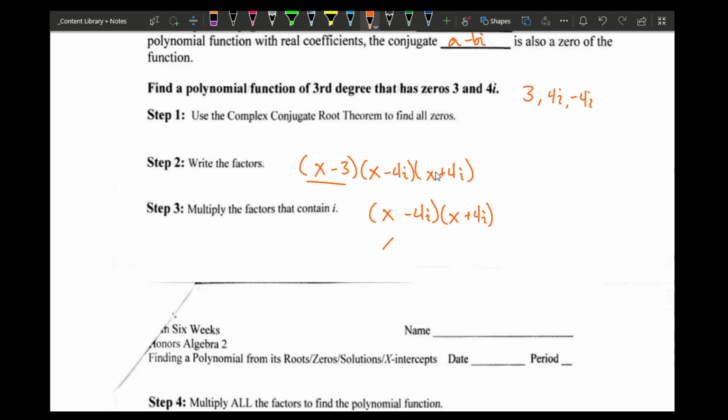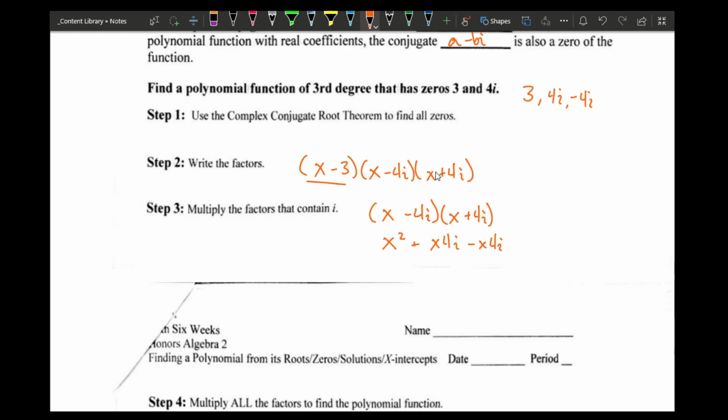x and x squared, x and then plus 4i would be x times 4i. And we'll do negative 4i times x, so minus x 4i, or 4xi would probably be a better way to write it, but they're going away, so who cares?